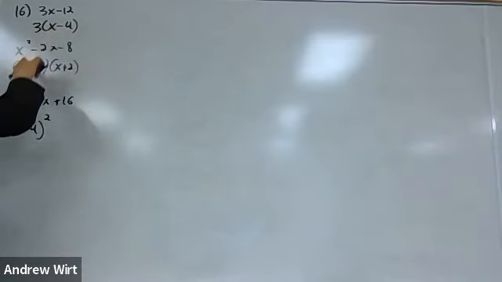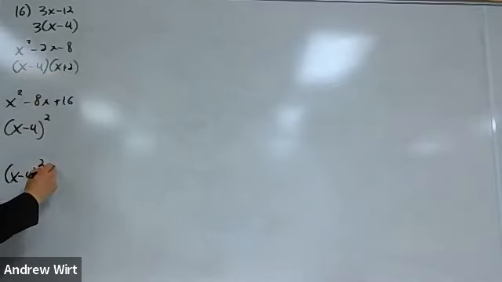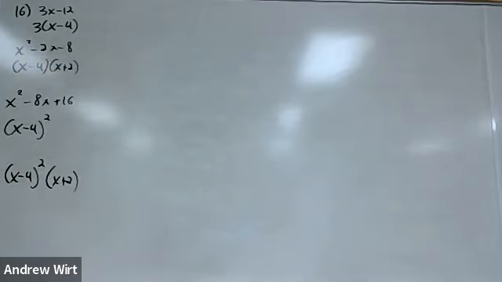Now let's look for unique binomials, x minus 4. We have 3 of them. The largest exponent is 2. So x minus 4 squared. Let's include the largest exponent, and then x plus 2. That's all the unique binomials. So there's your LCD.